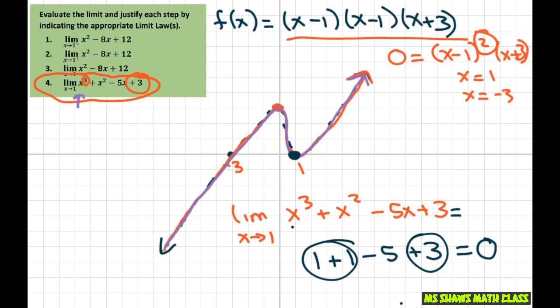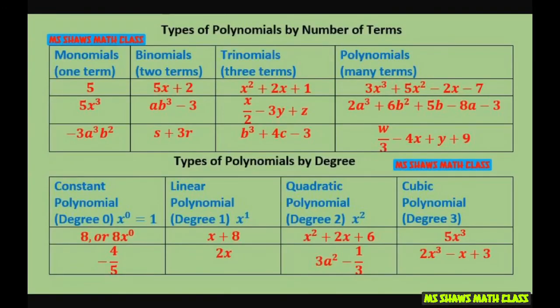Okay? And just as a reminder from probably Algebra 2, some of your types of polynomials. I put this here so you can see it. These are all polynomials. So anytime you have a polynomial that looks something like some of these, you can just plug in the value. The next video, we're going to be going over limit laws, which will also help us as well. And that's it.